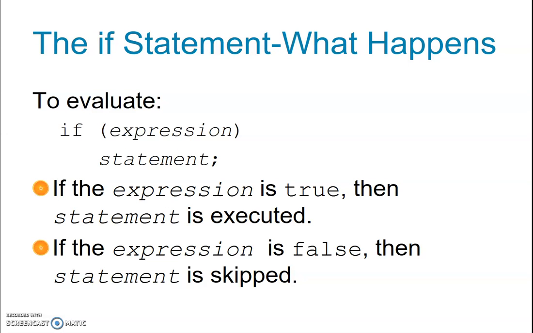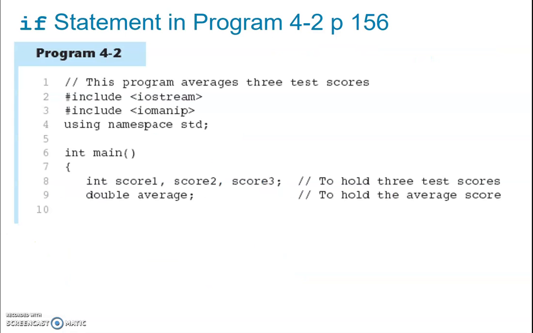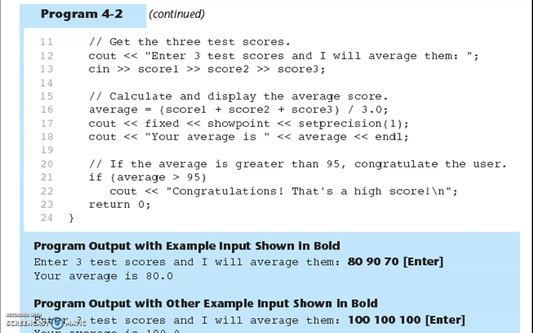So we evaluate the expression and the statement. If the expression is true, we will execute the statement. If the expression is false, then the statement is skipped. Now, we have to remember we don't have line numbers. And so when we look at our test, we need to understand that by default, it takes one line of code for the if statement. So if average is greater than 95, it will print out, congratulations, that's a high score. If it's false, then this cout statement gets ignored.